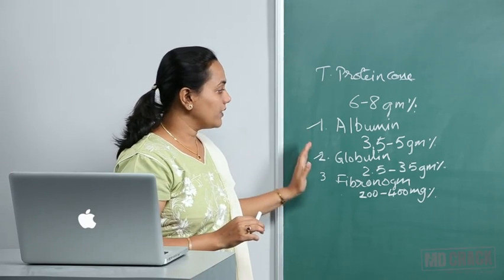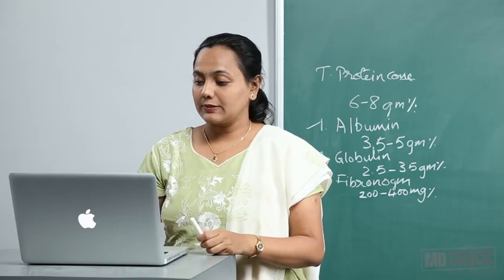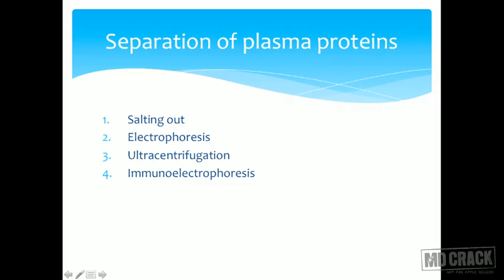Now, which are the different ways by which we can separate out the different fractions of the plasma proteins? These are called salting out, electrophoresis, ultracentrifugation, immunoelectrophoresis. Various methods are there by which we can estimate different fractions of proteins that are present. For example, we have the BCG method, what we call bromocresol green method, for the estimation of albumin. We estimate total protein by different methods like Lowry's method, etc. And then all we do is subtract albumin from the total protein concentration, we get the globulin concentration.